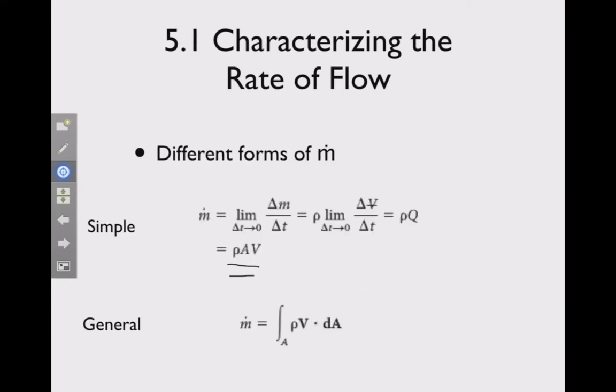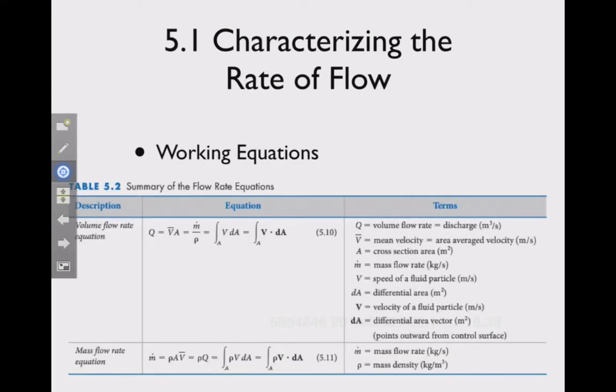So we have these two definitions, and table 5.2 summarizes them. Here is the equation for the volume flow rate. It's just equal to the average velocity times area in general. That's also equal to m dot, the mass flow rate, over the density, as we just saw. These are the two equations. This is the most general form here with the dot product in it. And all the different pieces are defined over here.